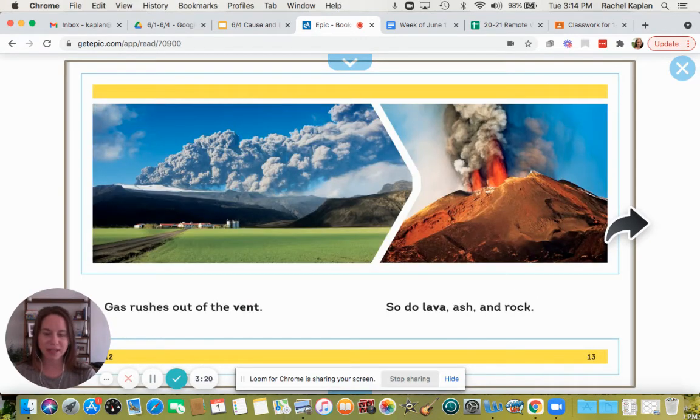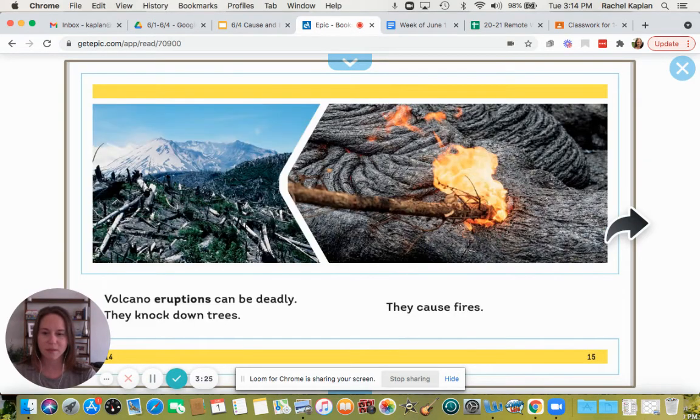Gas rushes out of the vent. So do lava, ash, and rock. Volcano eruptions can be deadly. They knock down trees. They cause fires. I think I see another example of cause and effect here. I think the cause is that the volcano eruptions knock down trees. Here's a good example of the trees being knocked down. And the effect is that those trees can catch on fire. Here's an example of the trees on fire. Cause and effect.